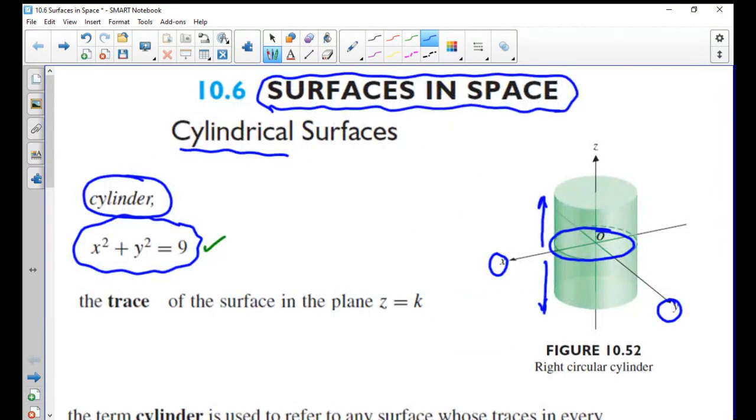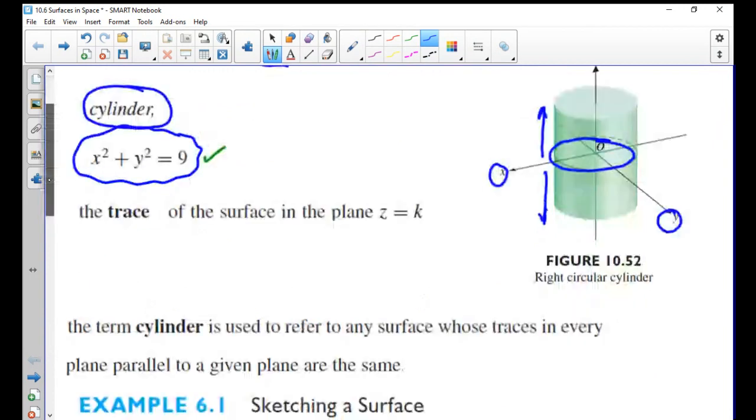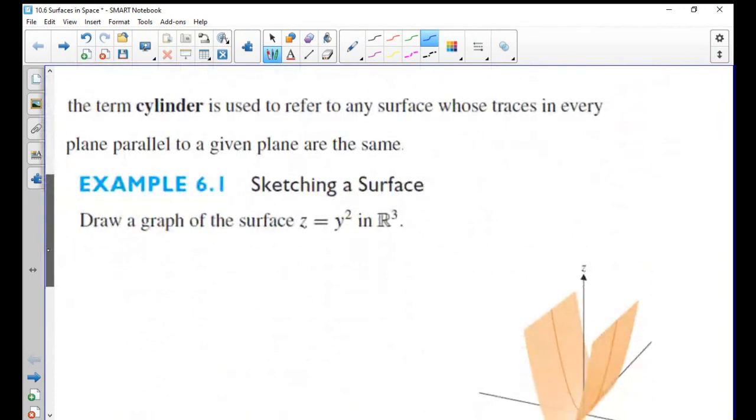Are we okay with this? Yeah. So x squared plus y squared equal to 9. In 2 dimensions, it's a circle. In 3 dimensions, it's a cylinder. It's like this. Yeah. That's basically what this is.